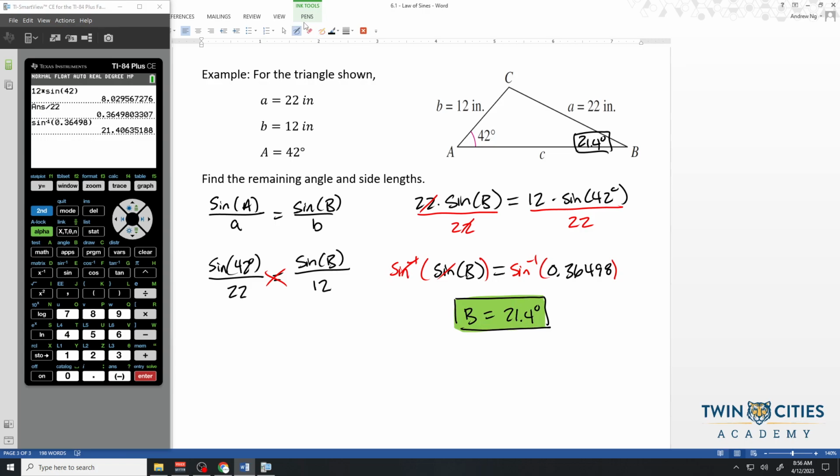Okay, what's left to find? We have to find both parts of C, the side length as well as the angle. Now that I know two angles, though, I can use the fact that all three of these angles must sum to 180 degrees. So I can say 180 degrees minus 42 degrees minus 21.4 degrees. Let's see what that gives us. This is 116.6. So angle C must be 116.6 degrees.